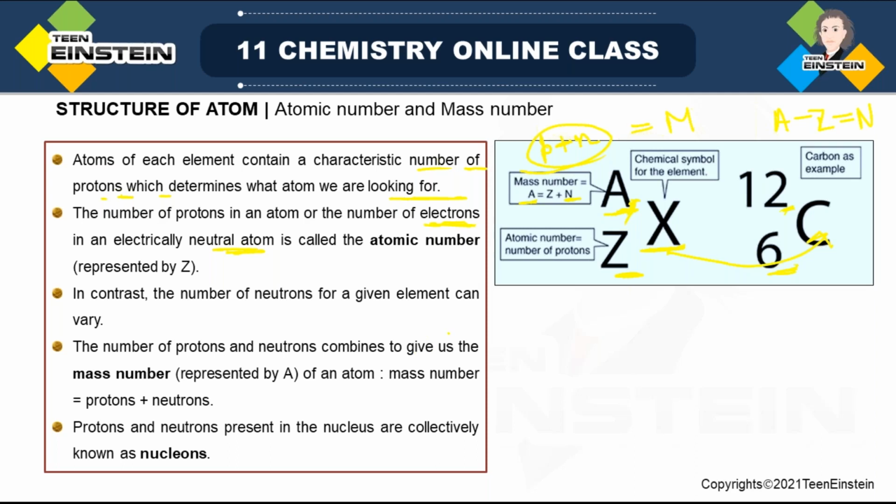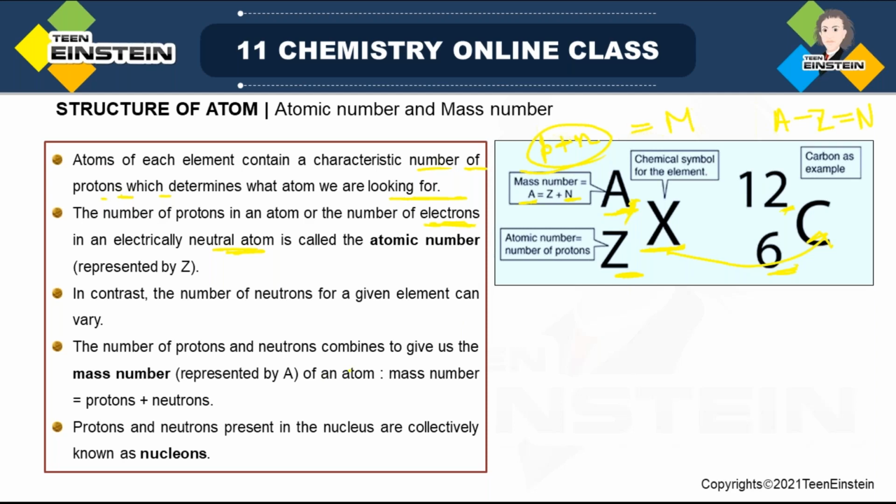In contrast, the number of neutrons for a given element can vary. Suppose you take different atoms of the same element. There may be some difference in the number of neutrons, but the number of protons for a given element will be the same, because when the number of protons changes, the element itself changes. So the atomic number must be the same if the element is the same. But the number of neutrons for a given element can vary. That means the mass number A can also vary.